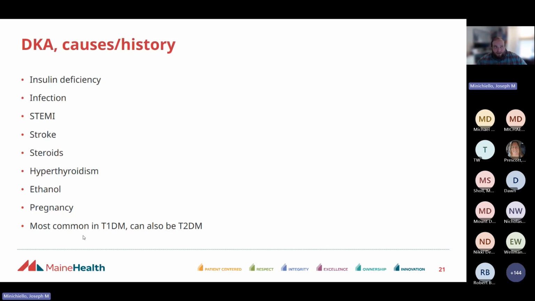So we are really careful when we give folks steroids. So you've got to keep in mind how it's going to affect their other diseases. Hyperthyroidism, so folks with Graves' disease and other hyperthyroid processes can have comorbid DKA.